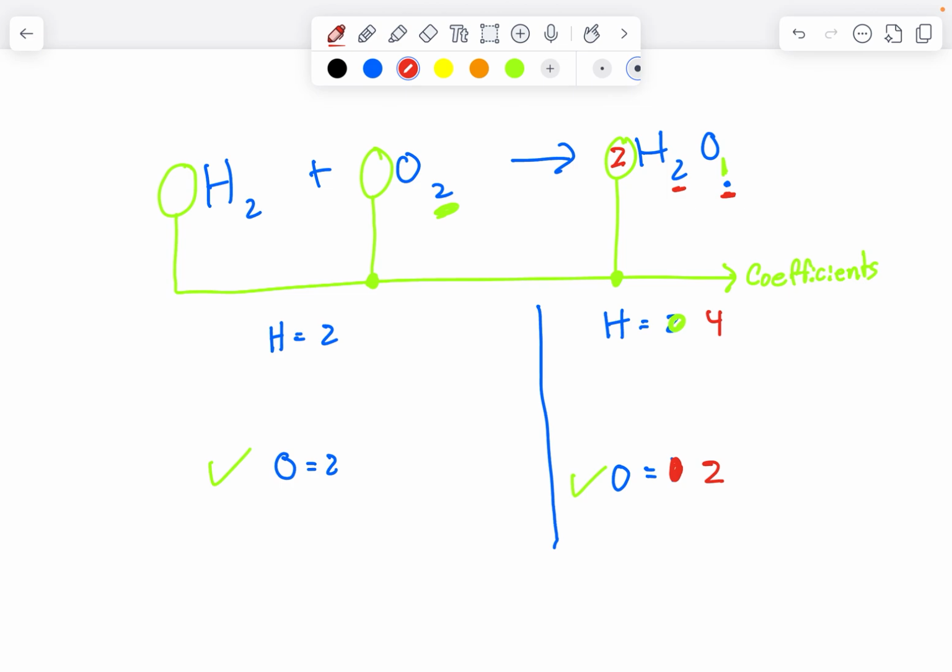Well, what are we going to do about hydrogen? Well, we can put a 2 here. That multiplies with its 2 here, and that gives us 4. Now we got hydrogen checking off. We're balanced on hydrogen. Perfect. Remember, you can't change these guys. These have to stay the same. You can only change the coefficient with whole numbers. Okay?